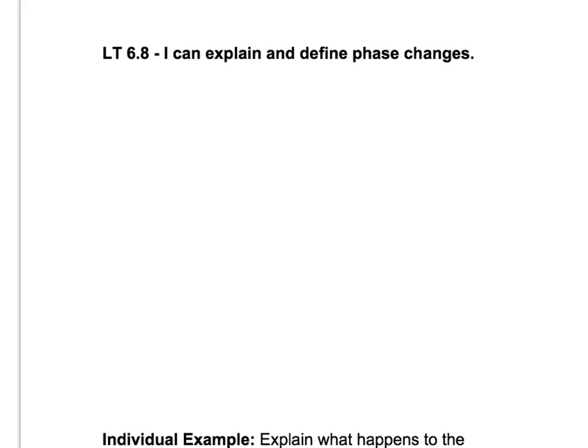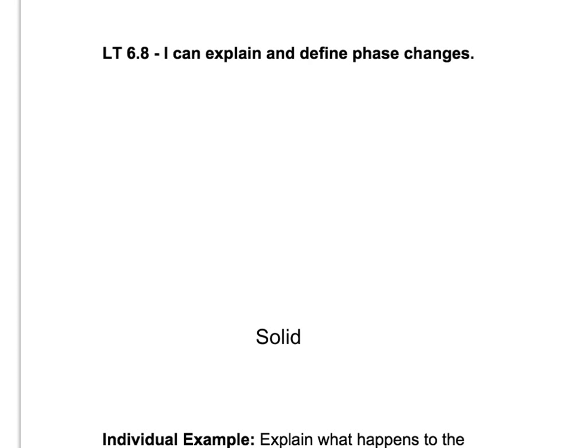Okay, we are doing learning target 6.8. I can explain and define phase changes. So the three phase changes we talked about are, let's just think about water. So the coldest water can get would be ice. We call that form of matter a solid.